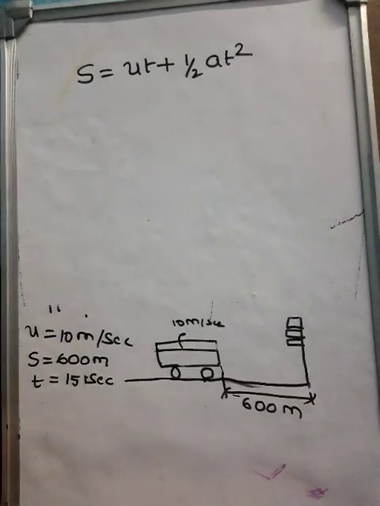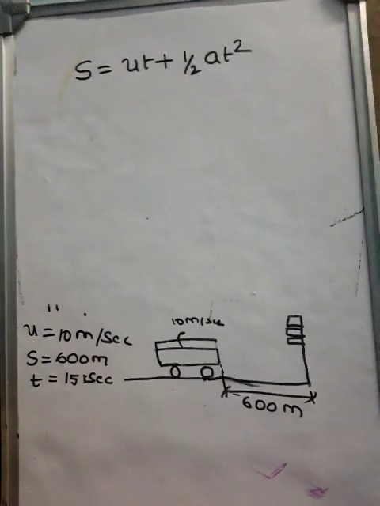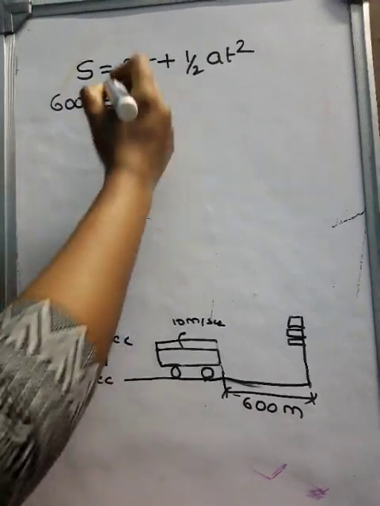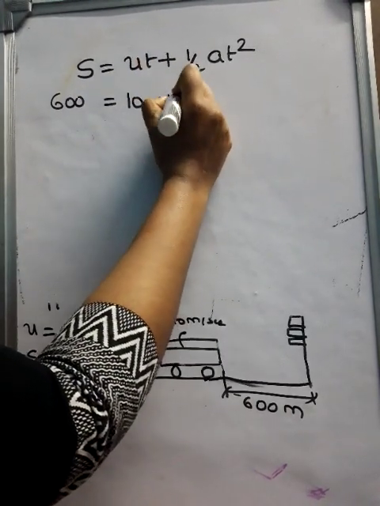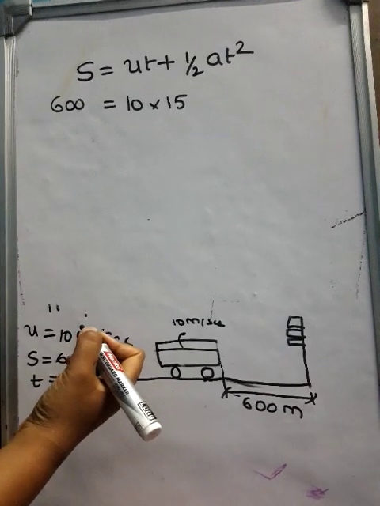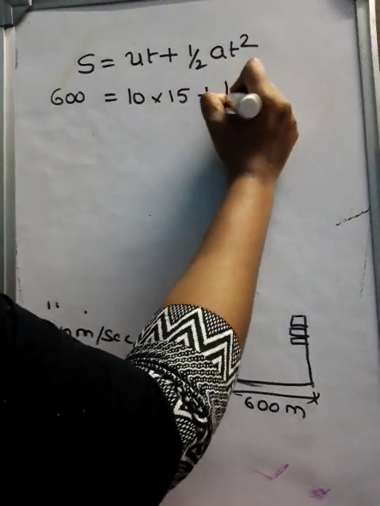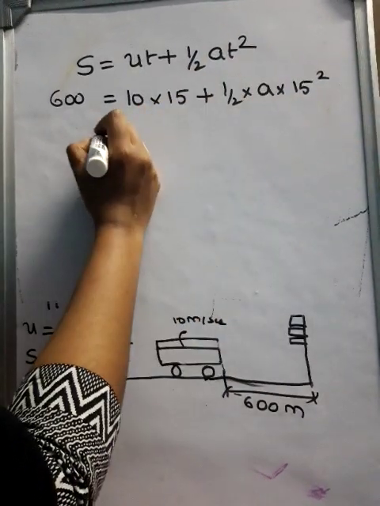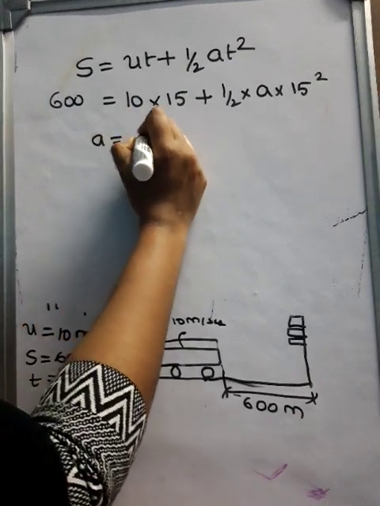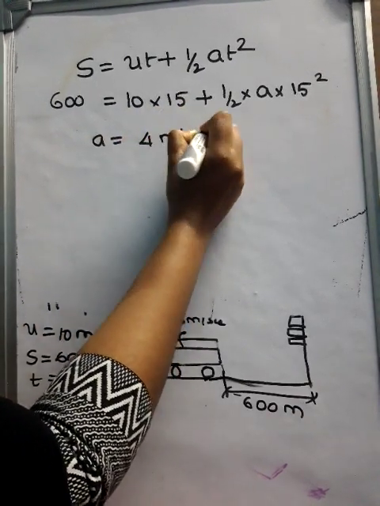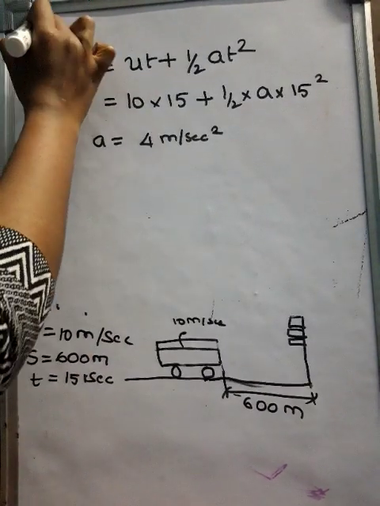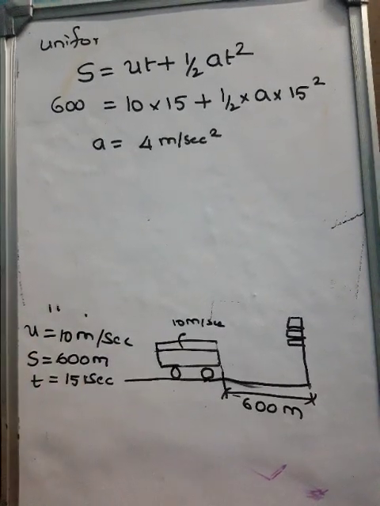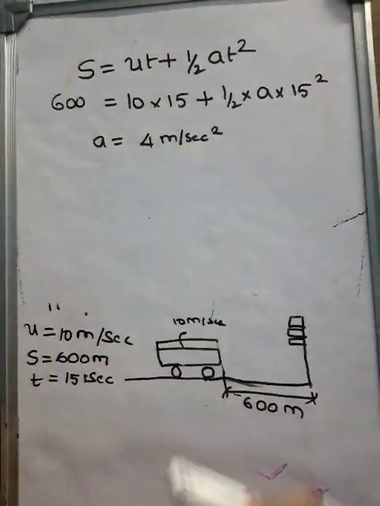Now substitute the values here. S is 600 meters, u is 10, time is 15, then half into a, which you are supposed to calculate, into t square, that is 15 square. If you simplify, you will get a as 4 meter per second square. So this is how we calculate the uniform acceleration.